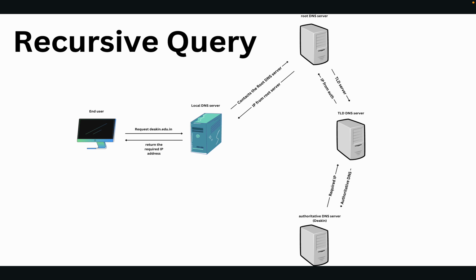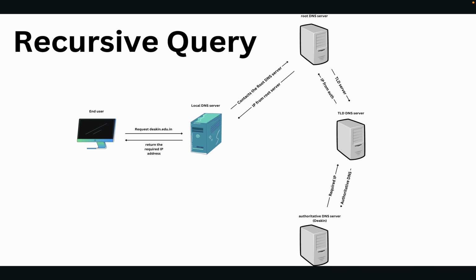will contact the authoritative DNS server to find the request. So that's actually a better option, as we don't have to contact the local DNS server. If the authoritative DNS server has the IP address, then it returns the IP address to the TLD DNS server, and the TLD DNS server will send it back to the root DNS server. And finally, the root DNS server will return it to the local DNS server, and the local DNS server will send the request back to the end user.